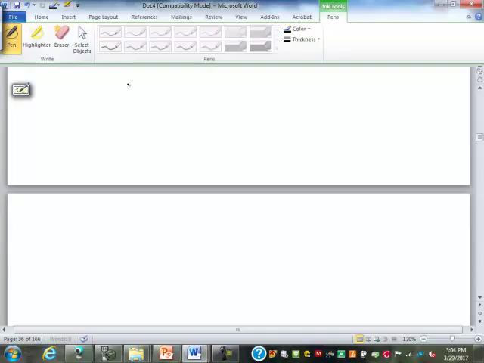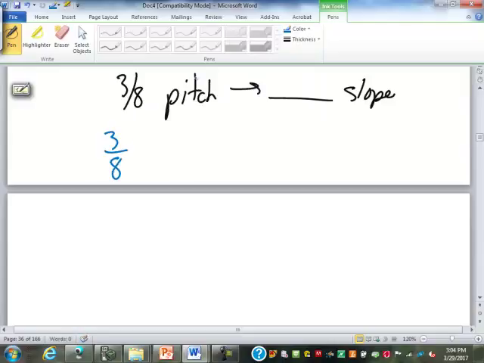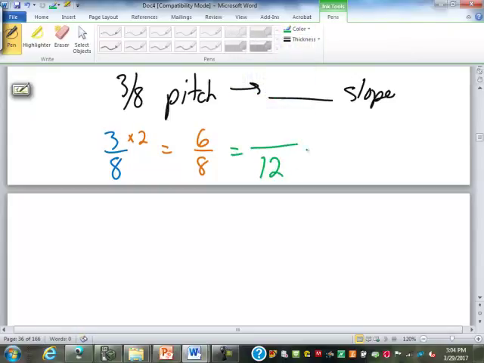So let's say we have a 3/8 pitch. I want to convert that to a slope. Tell me where to start. So 3 times 2 is 6. I got 6/8. Perfect. 6 times 12 is 72. Divided by 8 is 9. So that is a 9/12 slope.